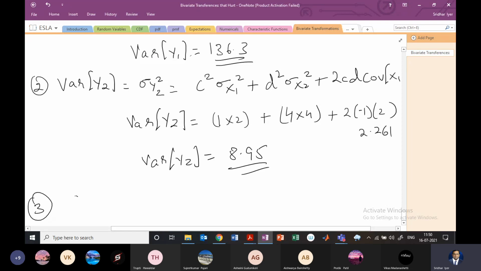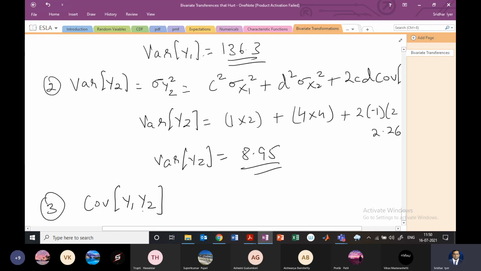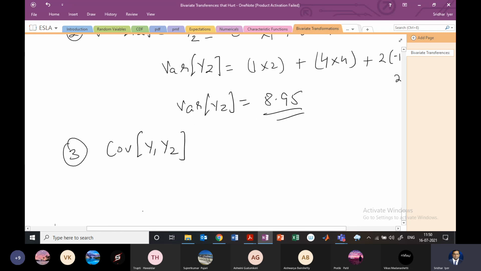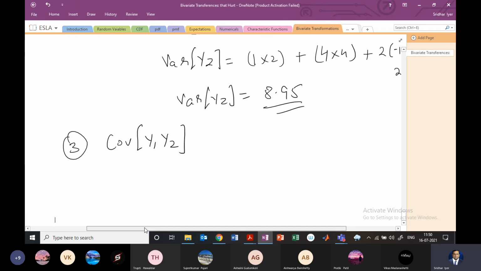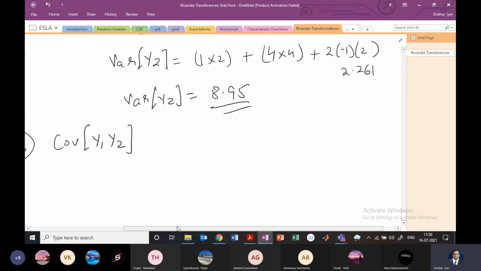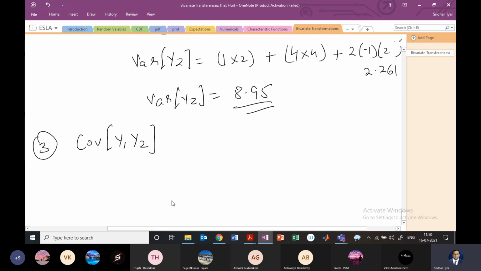And lastly, we need to find covariance of y1, y2, right? So this basically means how these two random variables y1 and y2 are related to each other, and they are not the original random variables. These are the transformed random variables, right? So the applications are much more for the transformed random variables. This we had already done before, so I'll just show you the equation.